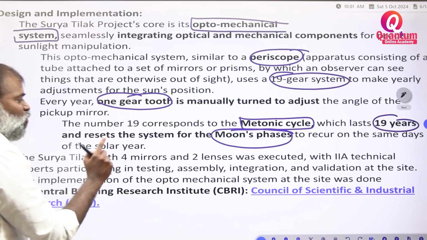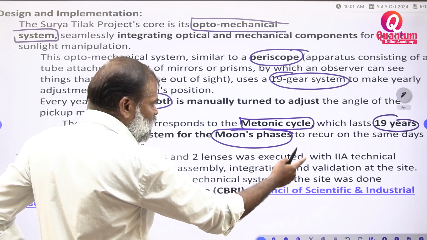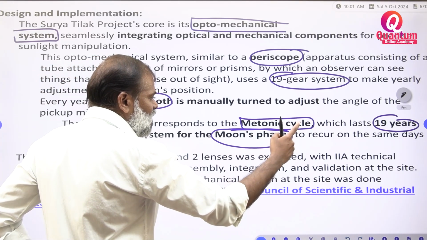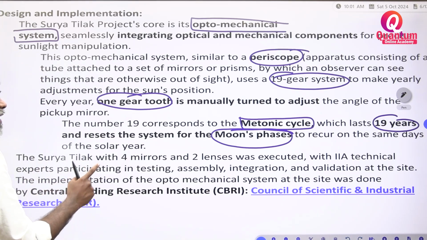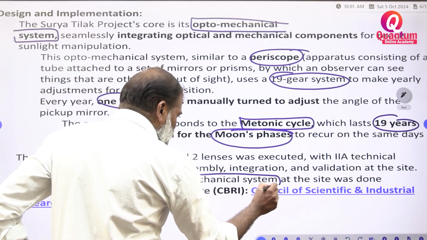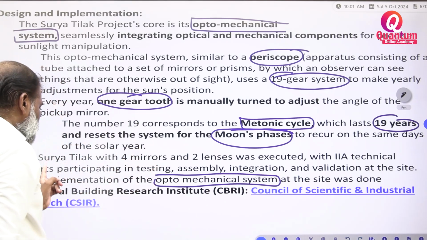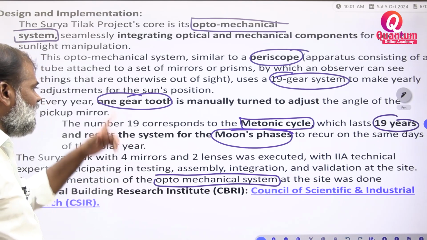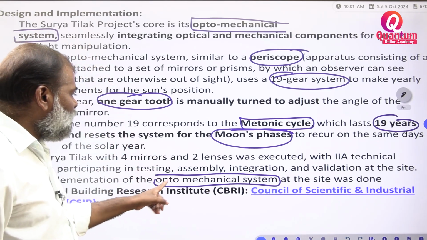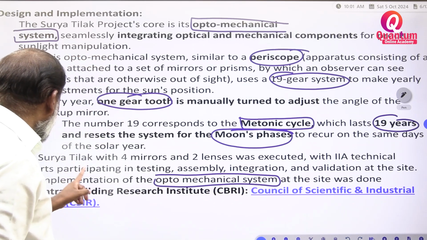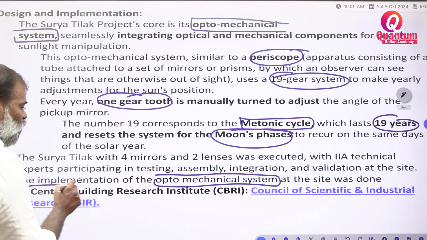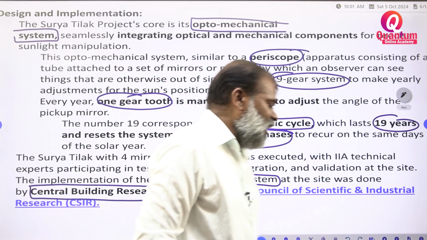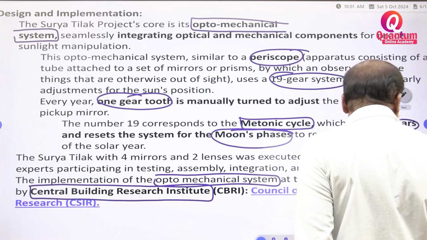The Surya Tilak with 4 mirrors and 2 lenses was executed in IIA, with technical experts participating in testing, assembly, integration, and validation of the site. The design, testing, assembly, integration, and validation they did at the site of the IIA only. The optomechanical system implementation was done by the Central Building Research Institute, CBRI, Council of Scientific and Industrial Research, who implemented that one.